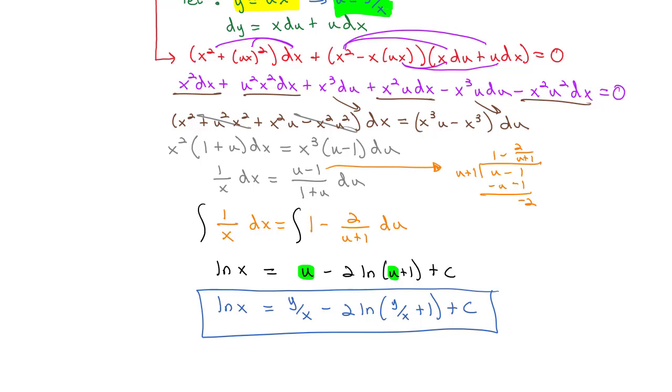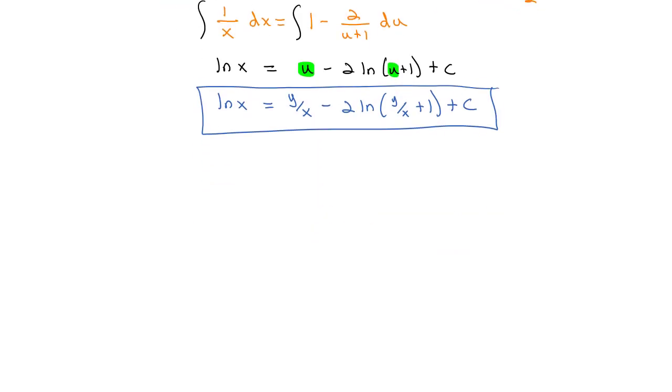There's another substitution that I want to show you in this video, though. Our second type of substitution is called a Bernoulli substitution. A Bernoulli differential equation is of the form y prime plus p of x y equals q of x times y to the n. And what you might notice with this is it almost is linear in form. The only difference is that y to the n.